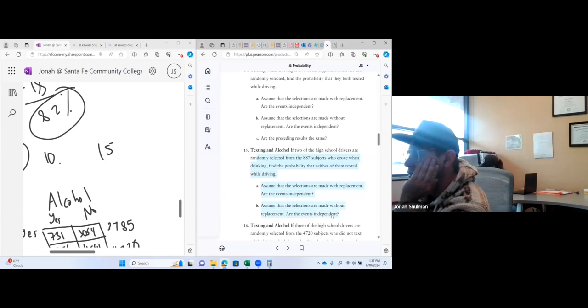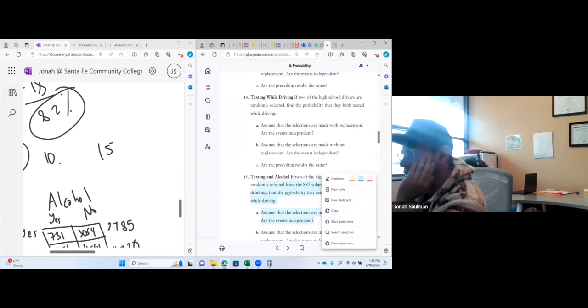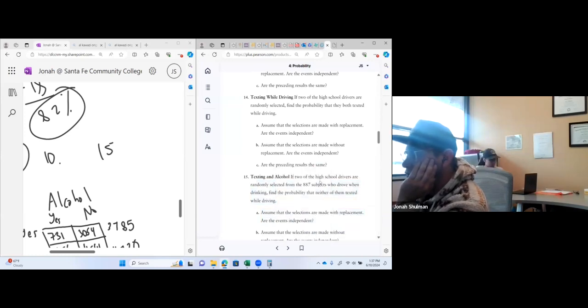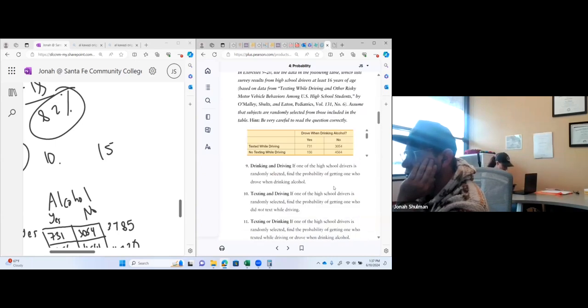So if we're making something with replacement, obviously we can state that they can be independent, because we're making it without replacement. Let's check out 15 and really see what it's asking us to do. So if 2 of the high school drivers are randomly selected from the 887 who drove while drinking.